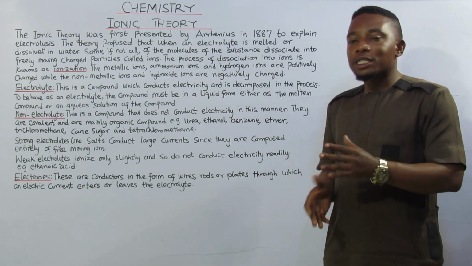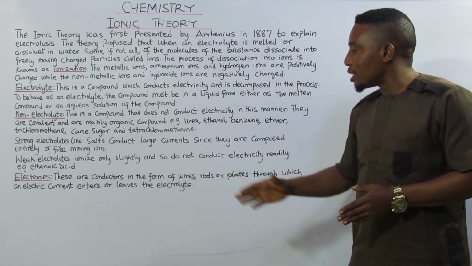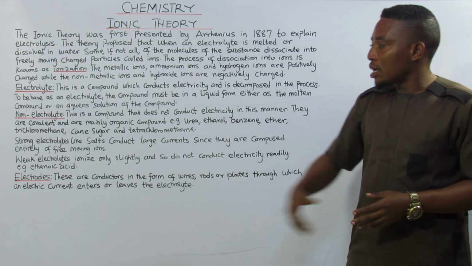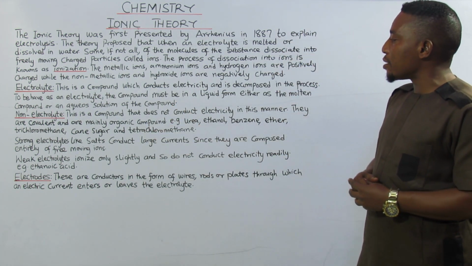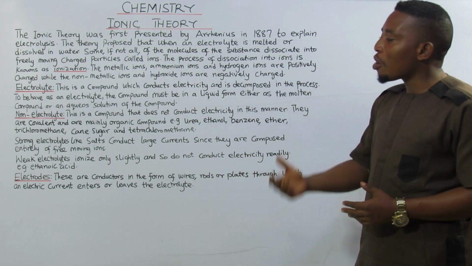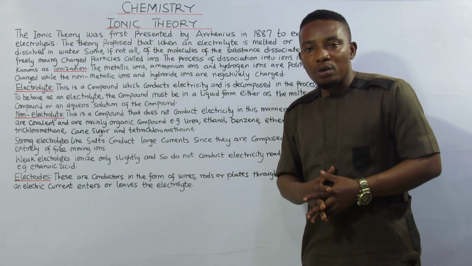To the negative side. So when you do that, you see that when you use urea, ethanol, benzene, ether, trichloromethane, cane sugar, and tetrachloromethane, it will not conduct electricity.